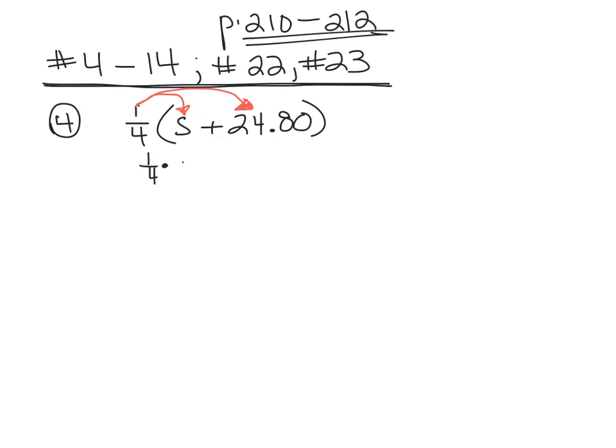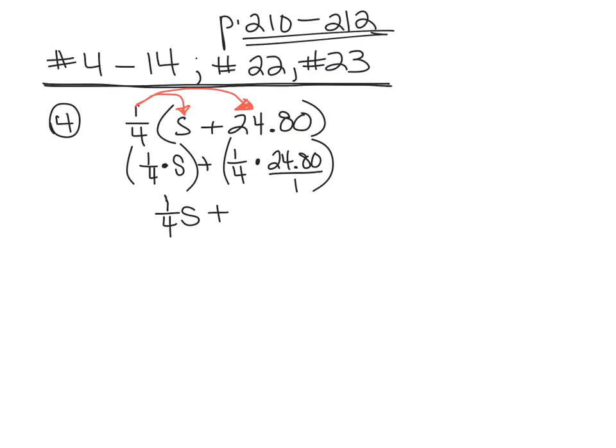So 1/4 times S plus 1/4 times $24.80. So I'm going to show those grouped together here so that we can keep track of those terms. So 1/4 S means 1/4 times S. We don't need to have that multiplication sign between them. But 1/4 of $24.80, remember that $24.80 could be a denominator of 1, means that we're going to take $24.80 and divide by 4. I only want 1/4 of that.